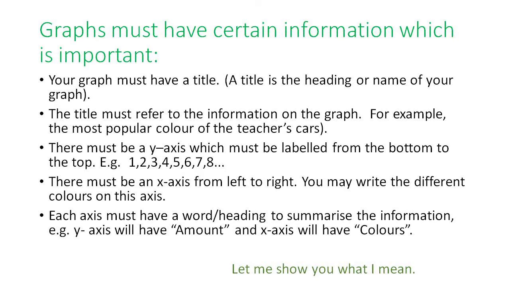A graph must have certain information which is important. So there are certain things that a graph has to have. Otherwise, it's missing information and it can't give us everything we need to know. So the first thing your graph must have is a title.